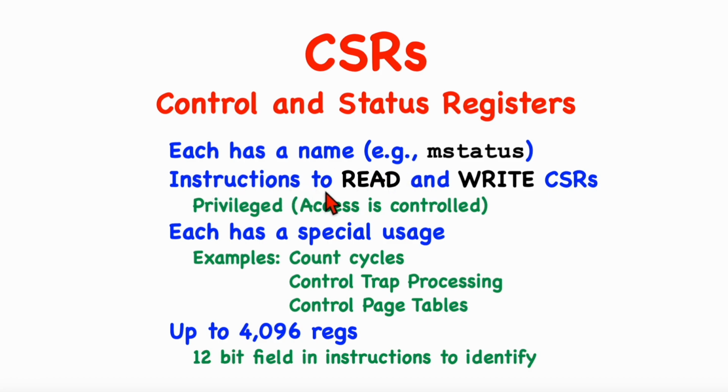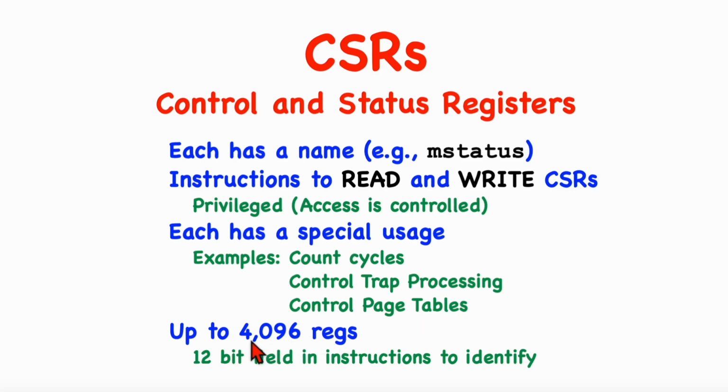Now, this happens to be the status register associated with machine mode. And we've got instructions to both read and to update the control and status registers. These registers are protected and access is controlled, so these instructions to update them and to read them are privileged. Each control and status register has a special usage. These are not general purpose registers. For example, one CSR counts the number of clock cycles since the last reset, and we've got others to control trap processing and to manage the page table mechanism.